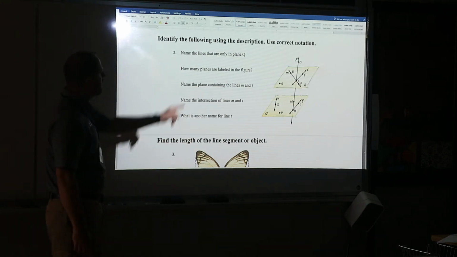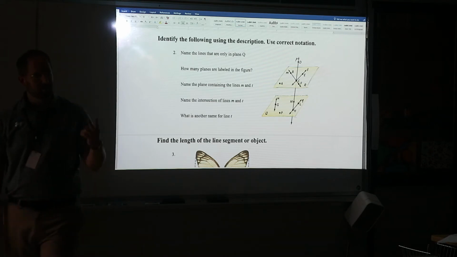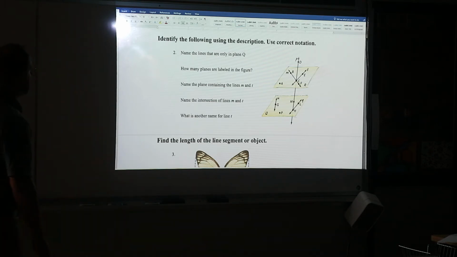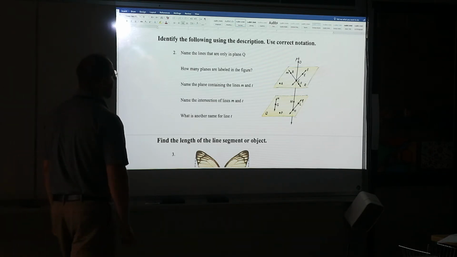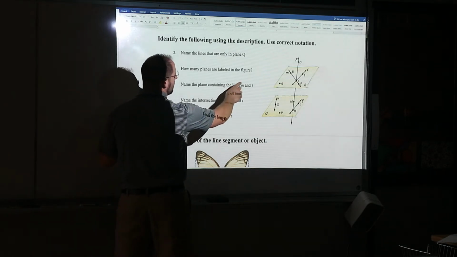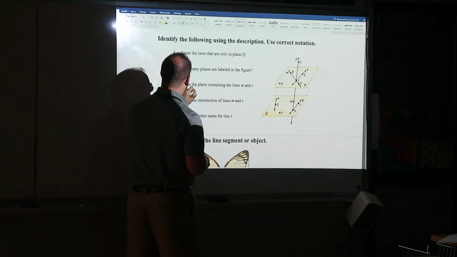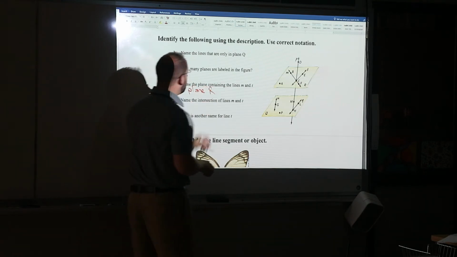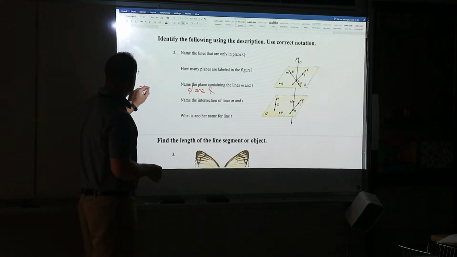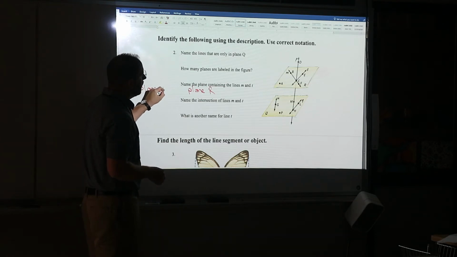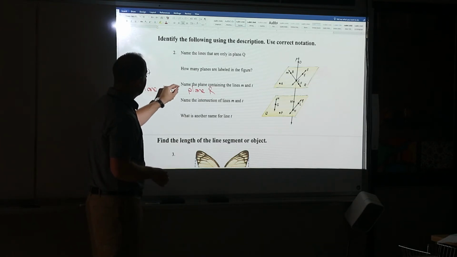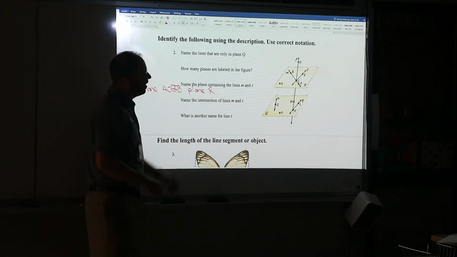How many planes are on that picture drawn? 2. You already know that question, it's 2. Name a plane that contains line M and T. What's the plane over there? R. Plane R, that's one name. Call it plane R. Or you could call it plane A, C, E, F, B, like you can just call it a bunch of different letters.